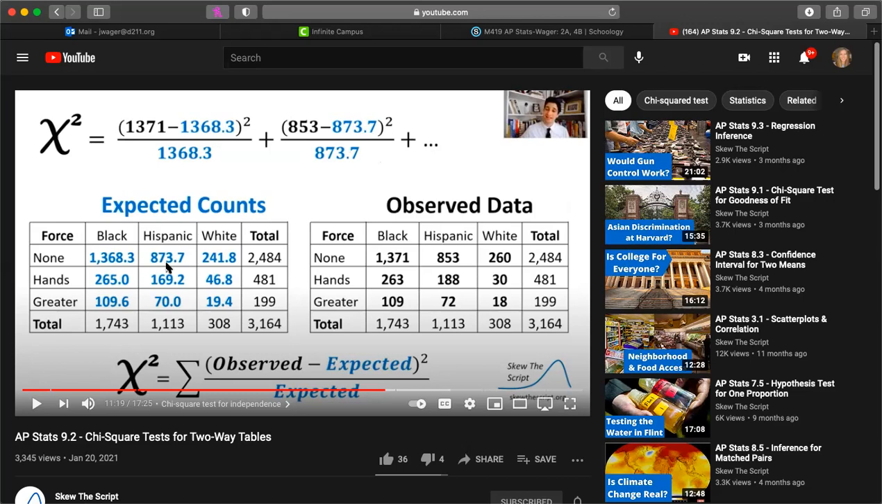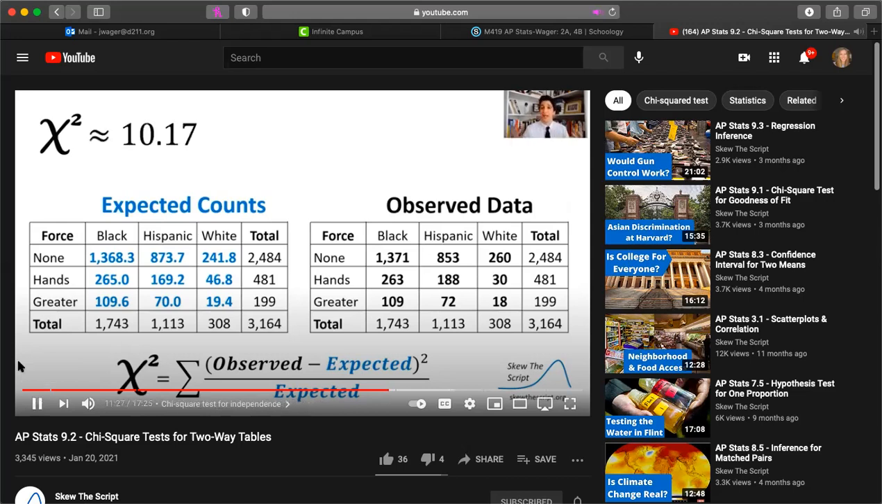So you will have to write out the expected counts. You will have to write out the beginning of your chi-squared, but for the rest of it, they expect you to be using your calculator. You're not expected to do all these by hand. We actually have calculator steps for this. I'm going to show you what you get in the meantime. If you did all this, you get 10.17 when you add everything all up.